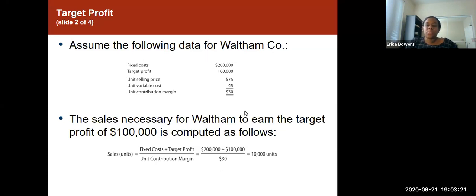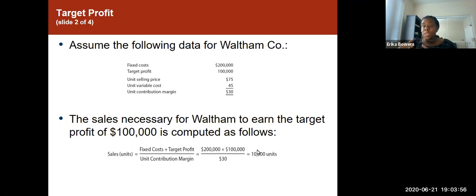How many units do we need to sell to make $100,000? Because our target profit is 100,000. It's fixed cost plus target profit divided by unit contribution margin. Unit contribution margin is selling price minus variable cost, which equals unit contribution. So this is where we got the 200,000 plus 100,000 divided by 30, which gives us 10,000 units. So we must sell 10,000 units to make $100,000 profit.